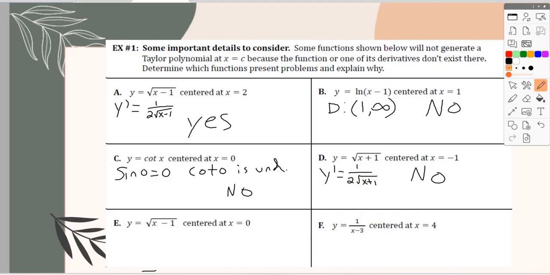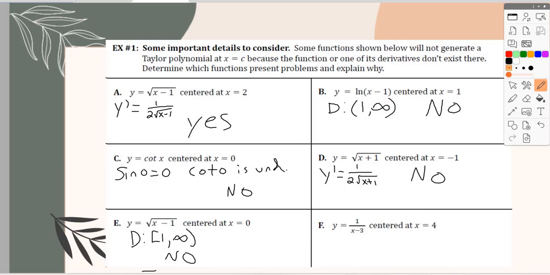Can I plug in 0 to my original function? No. What's my domain for this function? Is 0 in that? No. Nope. Okay, what about my last one? Can I plug in 4 into my original?